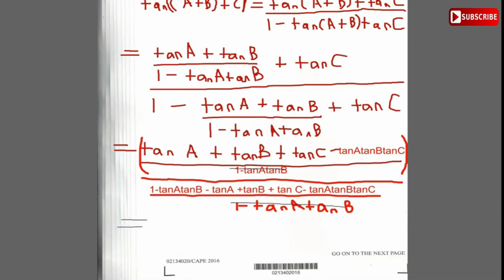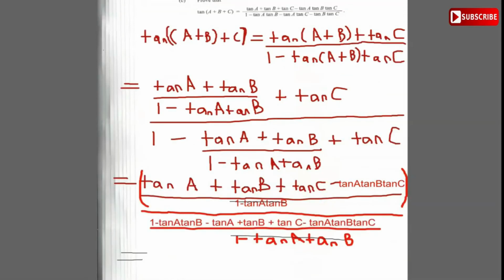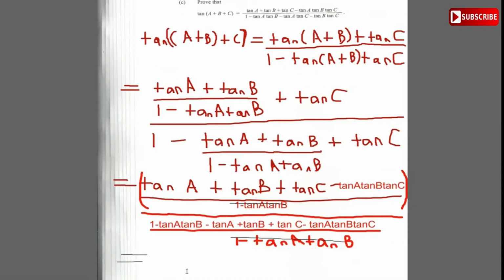It's going to work out to be equal to the tan A. Let's write back the numerator up here: tan A plus tan B plus tan C minus tan A tan B tan C. And this is all being divided by 1 minus tan A tan B minus tan A tan C minus tan B tan C.